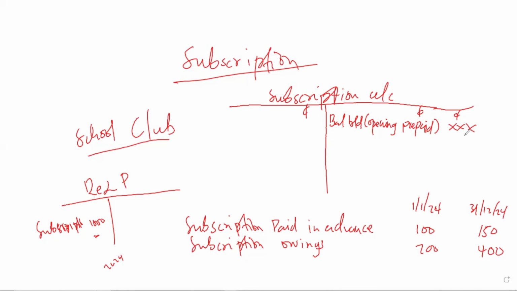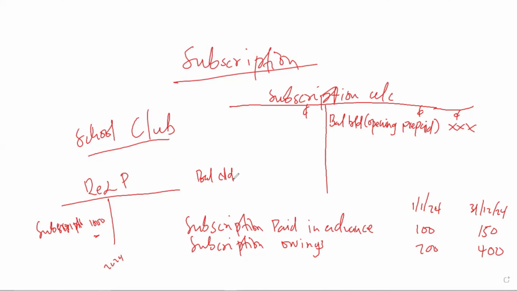If subscription paid in advance is a liability and all liabilities have a credit balance, then the opening balance for the subscription paid in advance will be on the credit side. And if the opening balance is on the credit side, then obviously the closing balance will be on the debit side. So when you see closing balance of subscription paid in advance, you come here and you write balance carried down.